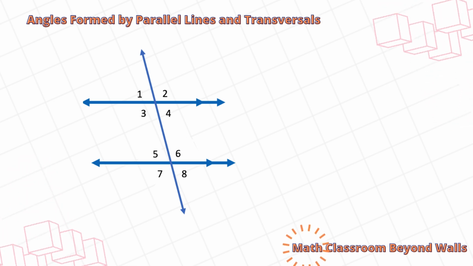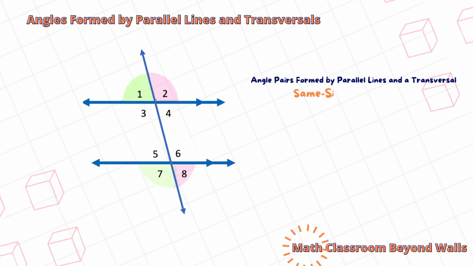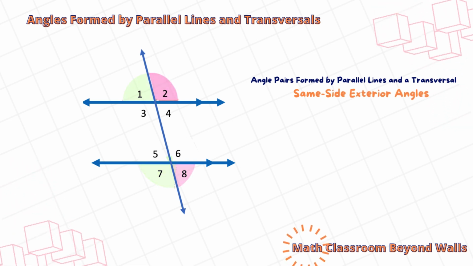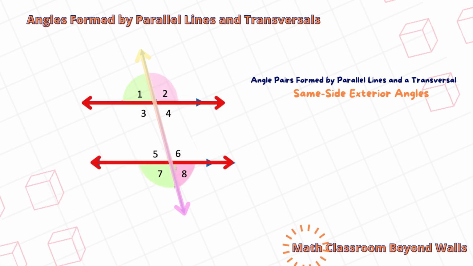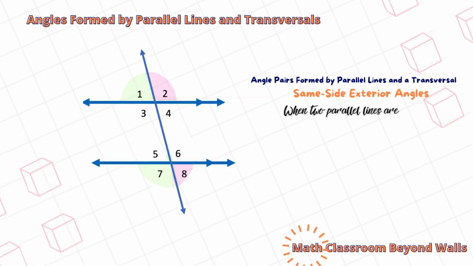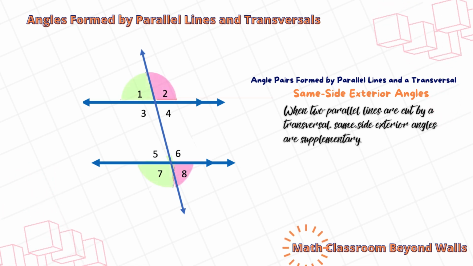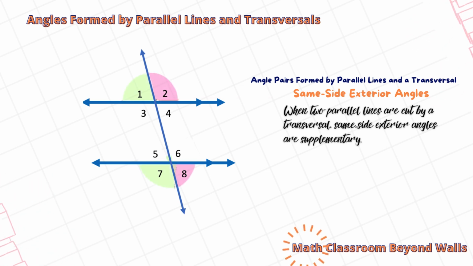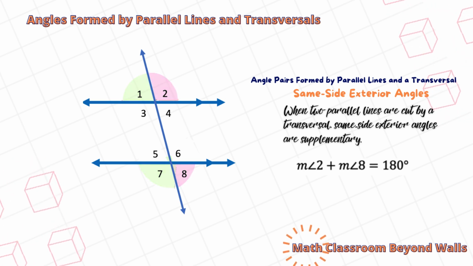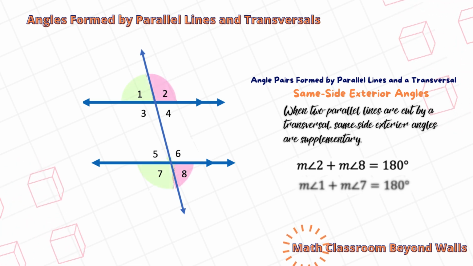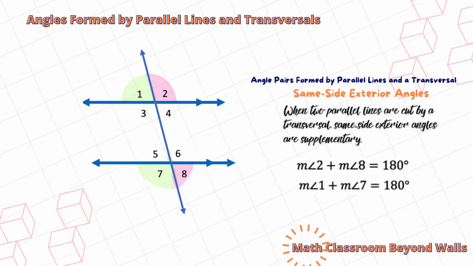The next pair, angle 2 and angle 8, and angle 1 and angle 7, are same side exterior angles. These angles are located on the same side of the transversal and outside of the two parallel lines. Since the lines are parallel, the angle pair is supplementary. That is, the sum of the two angles is 180 degrees. So, the measure of angle 2 plus the measure of angle 8 equals 180 degrees. And the measure of angle 1 plus the measure of angle 7 equals 180 degrees.